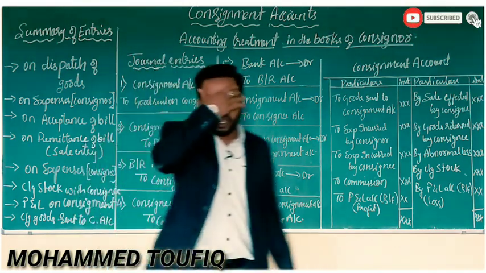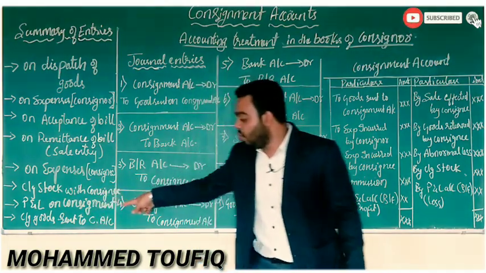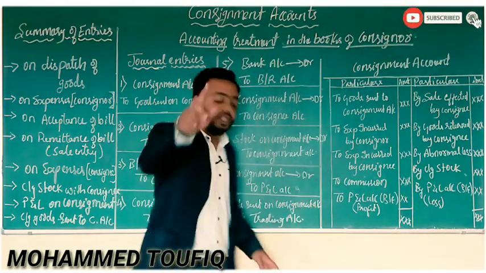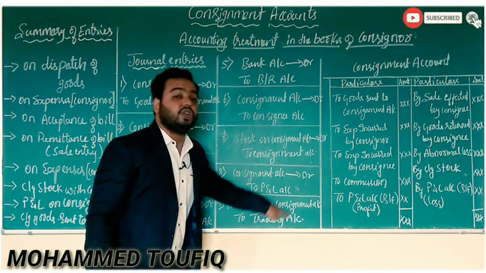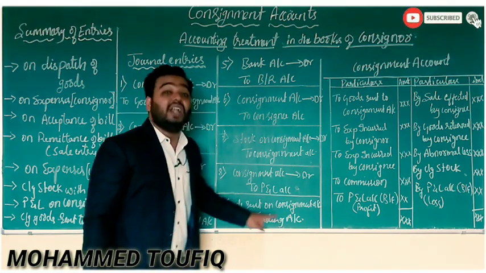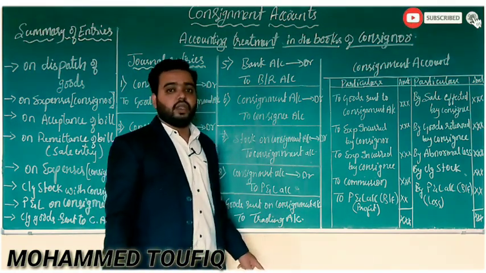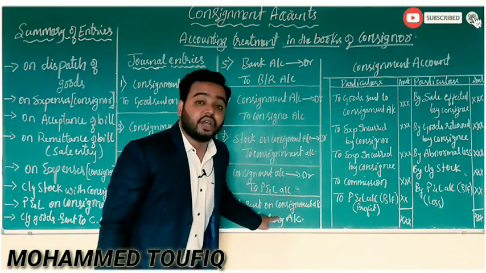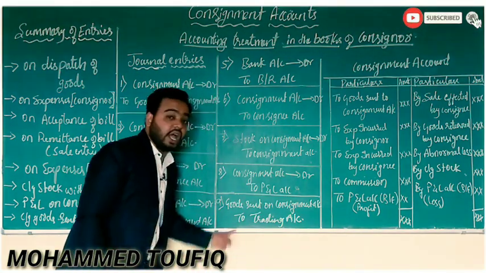Next, the last entry, for closing the goods sent on consignment account, will be: goods sent on consignment account debit to trading account. Goods sent on consignment account debit to trading account.